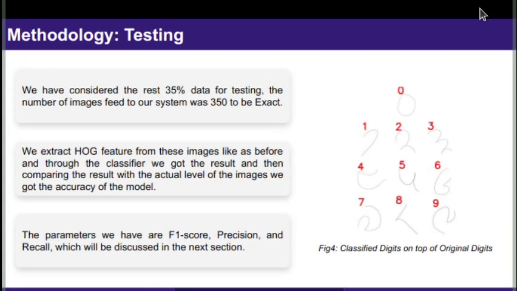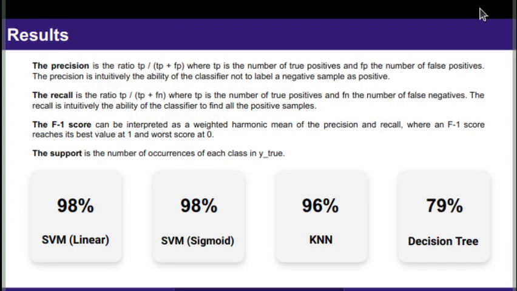So this is the testing part we have done. We have considered 35% of the data, 350 images to be exact, for testing, and we have extracted the HOG features from these images like before. Then it gave us the output, which is classified in English numbers that we can see on the right side, and on top of it is the label. To evaluate the performance, we have used F1 score, precision and recall, which I will discuss in the next section.